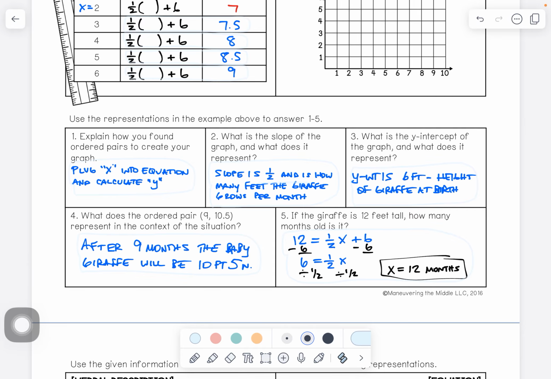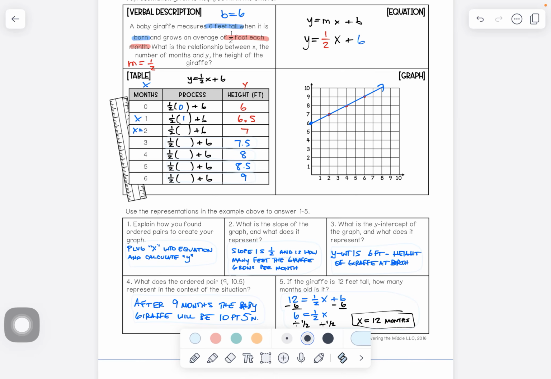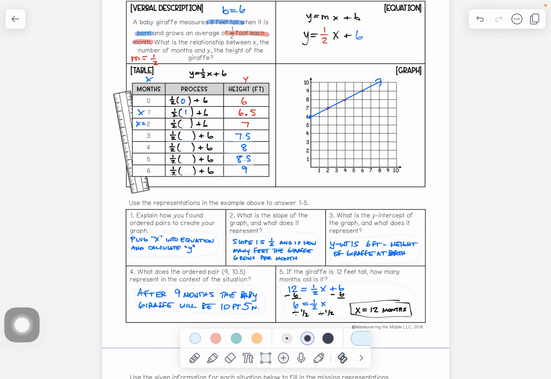So I just plug 12 in for y now because I'm looking for the height of 12 feet. So I plug 12 in for the y, and I solve that equation for x, and I got 12 months. That might be a little past where we're at right now, but I think it's worth sharing. Okay, so that's the expectation for these multiple representations. I'd like you to go ahead and turn the page.